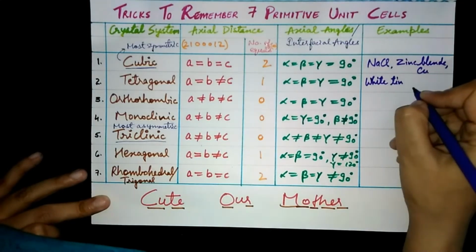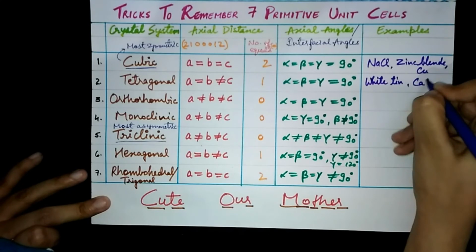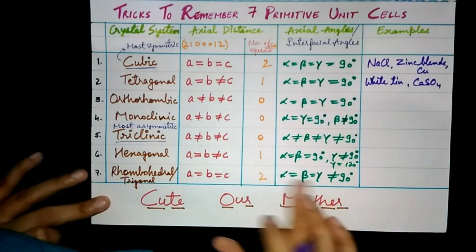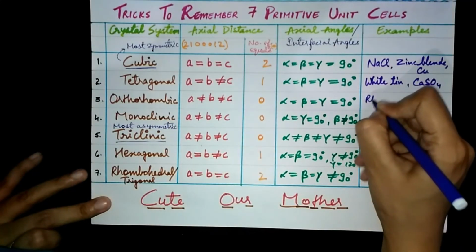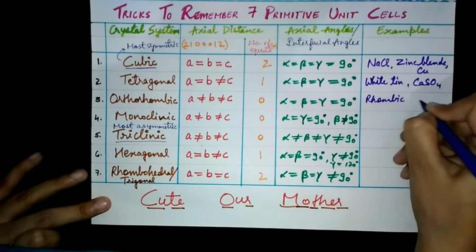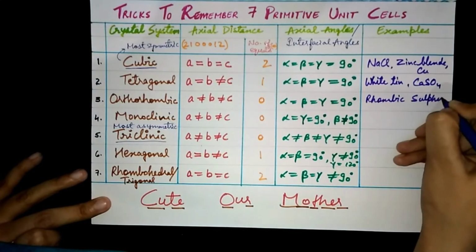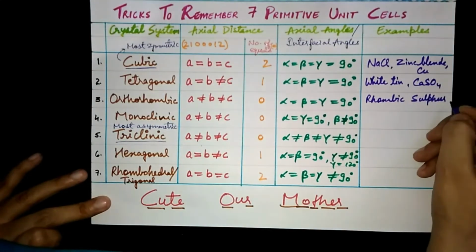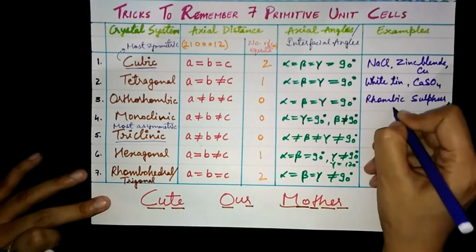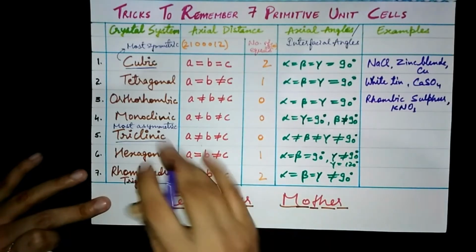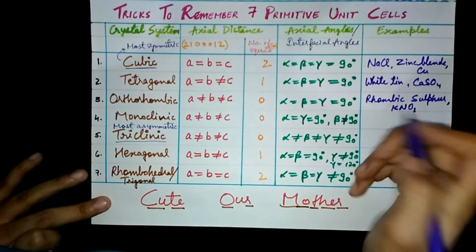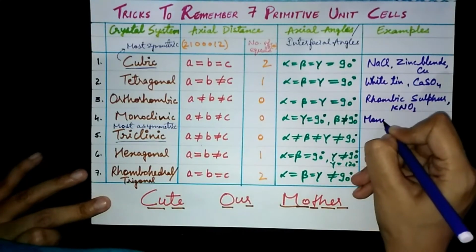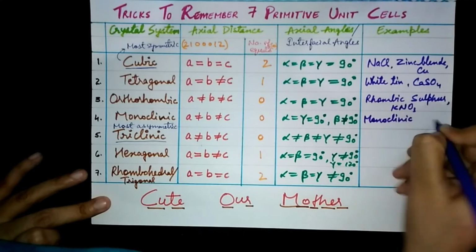And calcium sulfate. It has a tetragonal crystal system. Then for orthorhombic, very simple, rhombic sulfur. From the name only you can remember orthorhombic, that is rhombic sulfur, and also KNO3. Next, monoclinic. It has monoclinic sulfur, you might have heard. So write monoclinic sulfur.